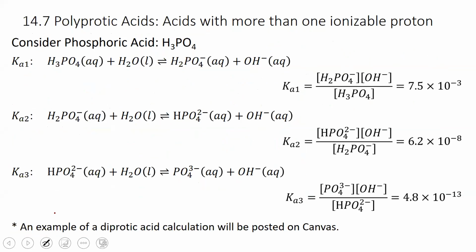polyprotic acids, and in particular concentrations of pHs and the concentrations of the ions and that kind of thing, it's a little bit beyond the scope of what we really have time to do here in 102, but we do need to know some key things about this. So our example is going to be, you can see here, phosphoric acid. It's a triprotic acid, right?